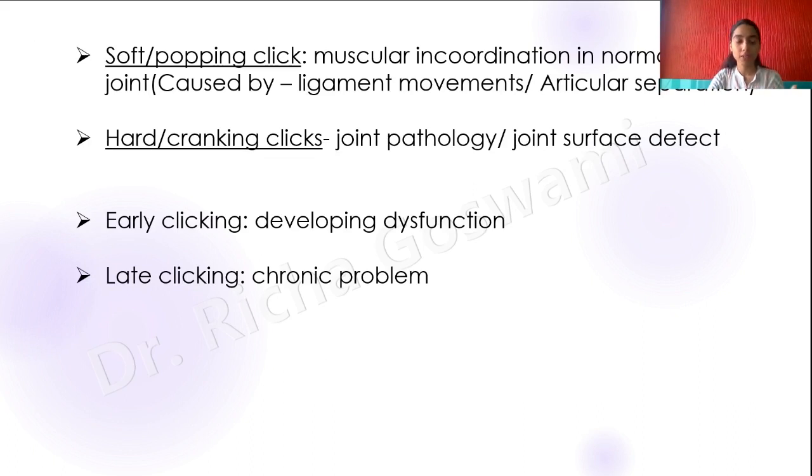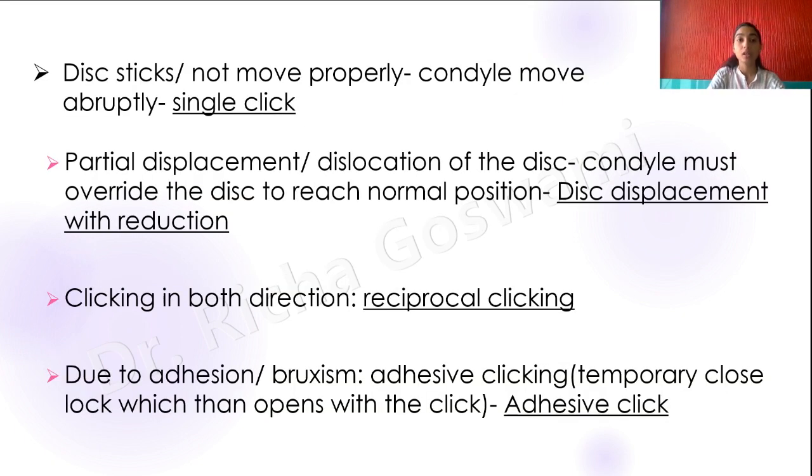There are many types of click. If a soft or popping type of click is present, it is most of the time caused by ligament movements or articular separation. It is present in a normal joint because of muscular incoordination. If the click is hard or cranking type, it is indicative of joint pathology or joint surface defect. Also ask for early clicking or late clicking to differentiate whether the dysfunction or problem is developing or chronic.